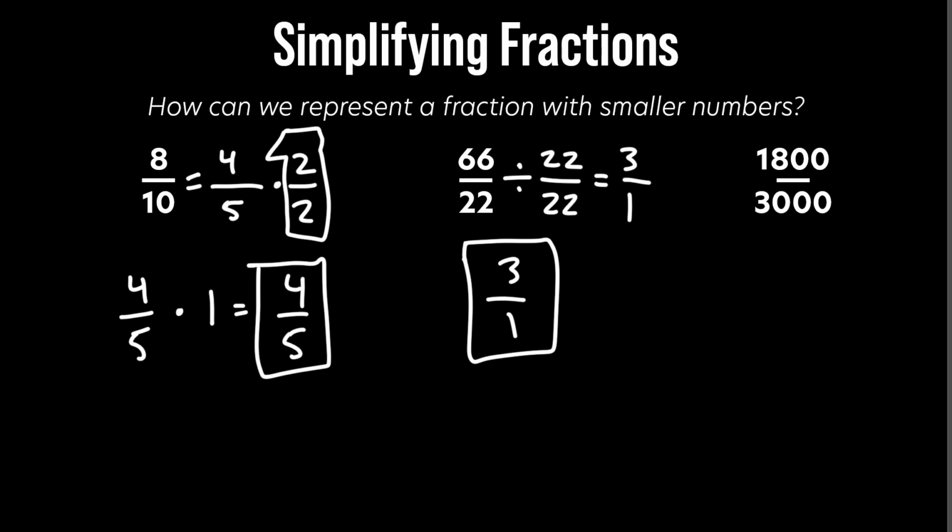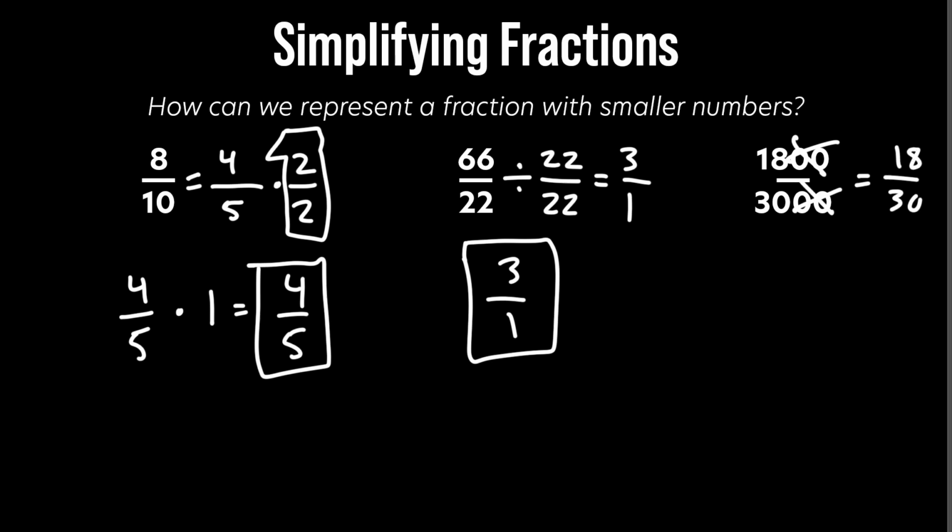And for this last fraction here, it deals with a very large number. Right off the bat, we can actually simplify this by simply shaving away the same number of zeros on both the numerator and denominator. Both share 2 zeros, so we can just ignore both sets of 2 zeros. And so we're left with 18 over 30.